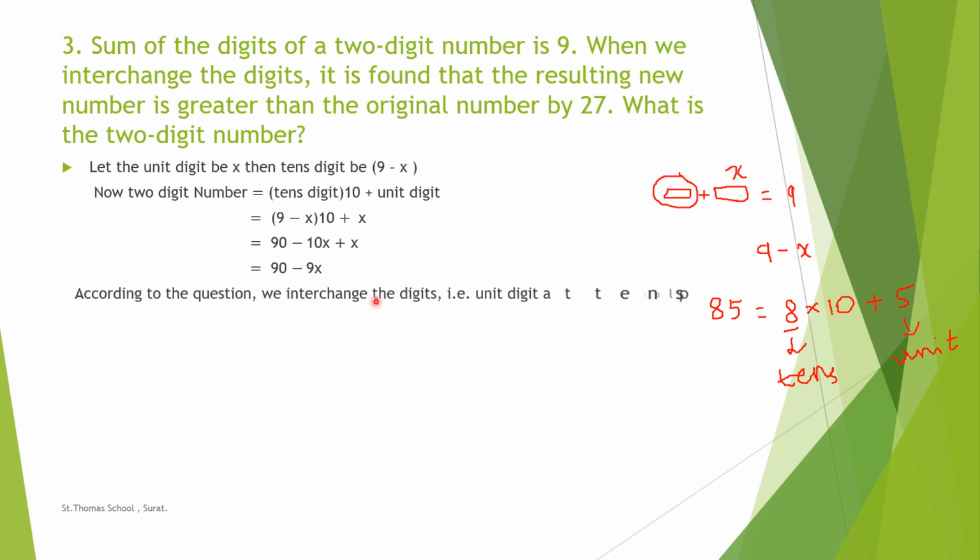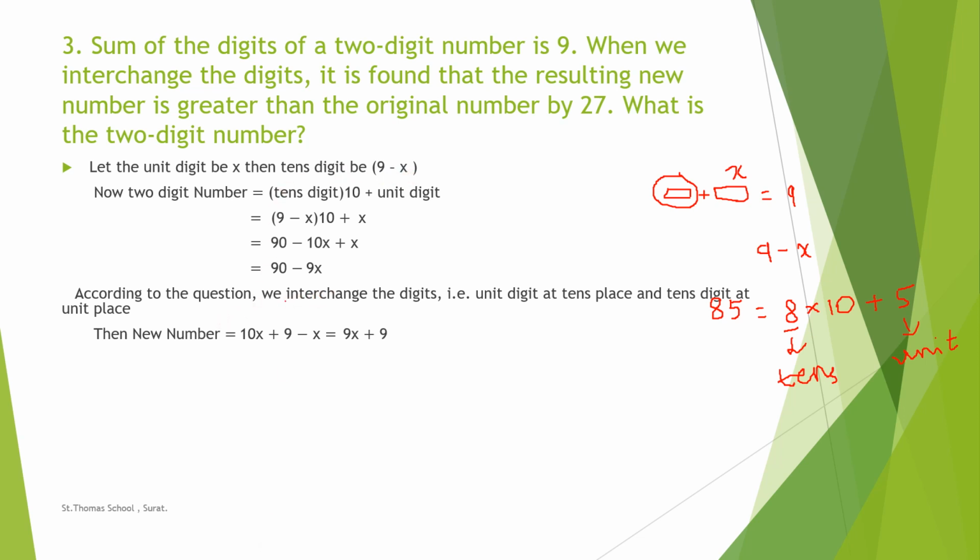According to the question, we interchange the digit, that is, unit digit at tens place and tens digit at unit place. Then the new number is equal to... So this number becomes unit and this number becomes tens. That means 10 into x plus 9 minus x. Same way, what we have written here, tens digit multiplied by 10. The tens digit becomes x. So x multiplied by 10 plus unit digit, which becomes 9 minus x, when we are interchanging. Is it clear?